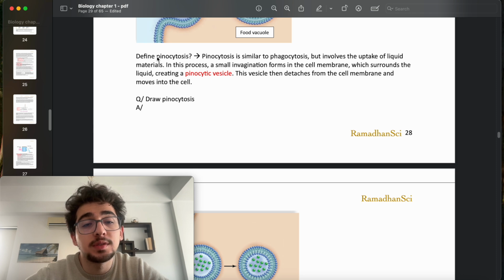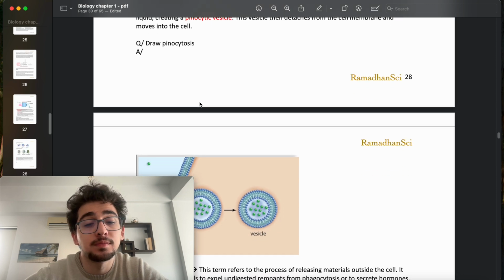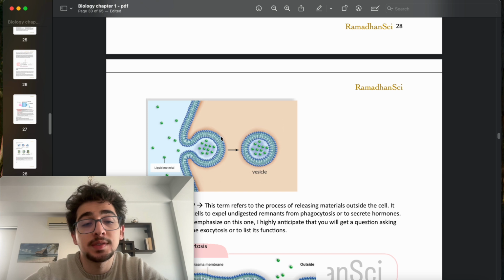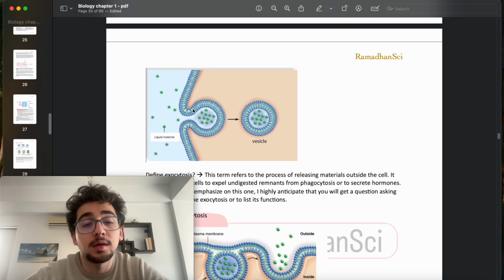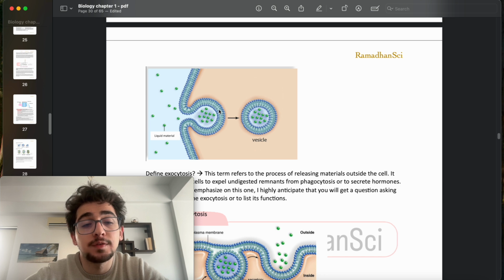Pinocytosis is very similar to phagocytosis. It's the same concept, the same mechanism happening, but instead of a solid food particle, we will just have a liquid material.